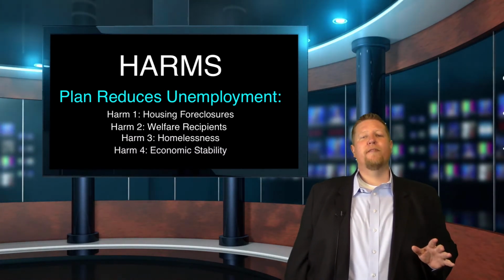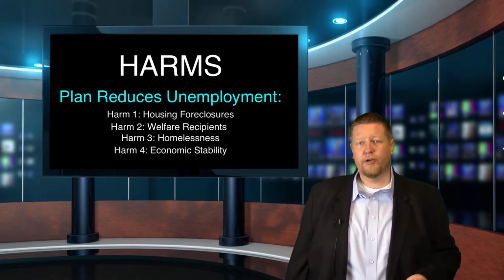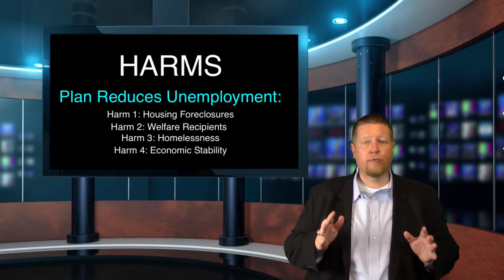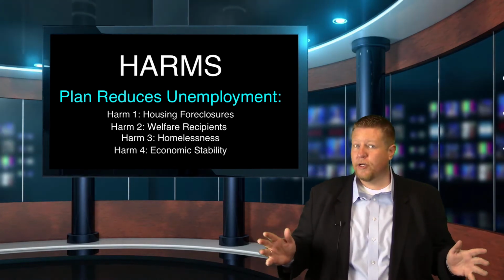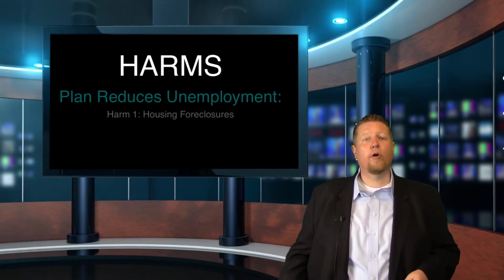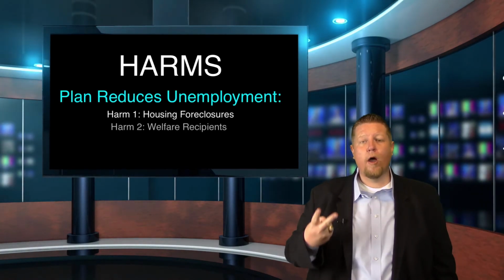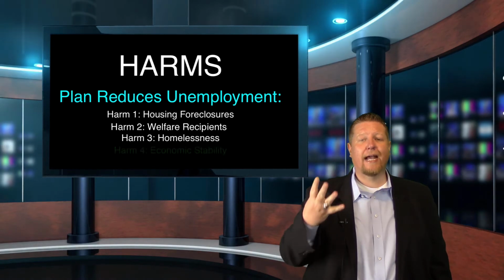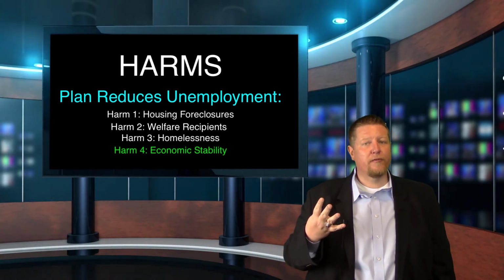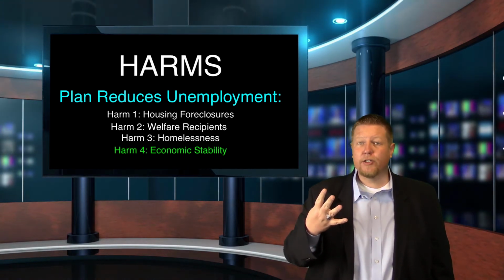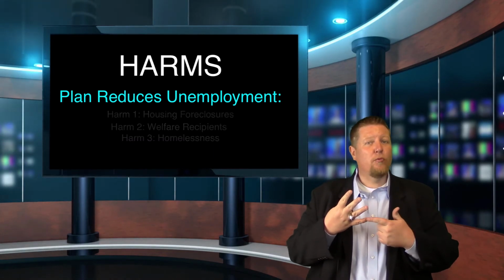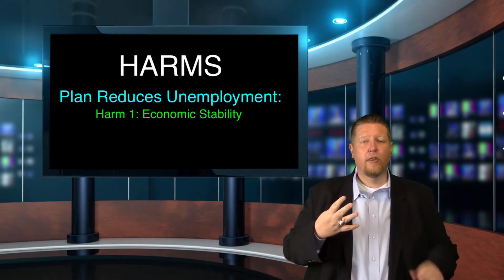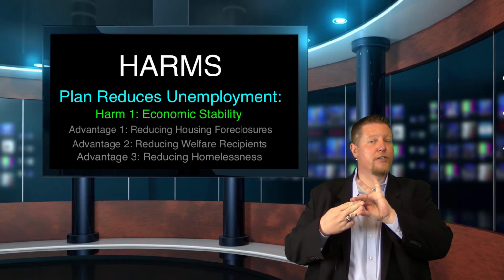So really smart affirmative teams pick the harm they know they can solve for sure, and magically repackage the remaining harms into advantages. So let's go back to our example of the 4 harms of housing foreclosures, welfare recipients, homelessness, and economic stability. If you're the affirmative team, maybe you think you are most likely to solve for economic stability. That's the one you feel most confident about solving. The remaining harms can be repackaged as advantages.